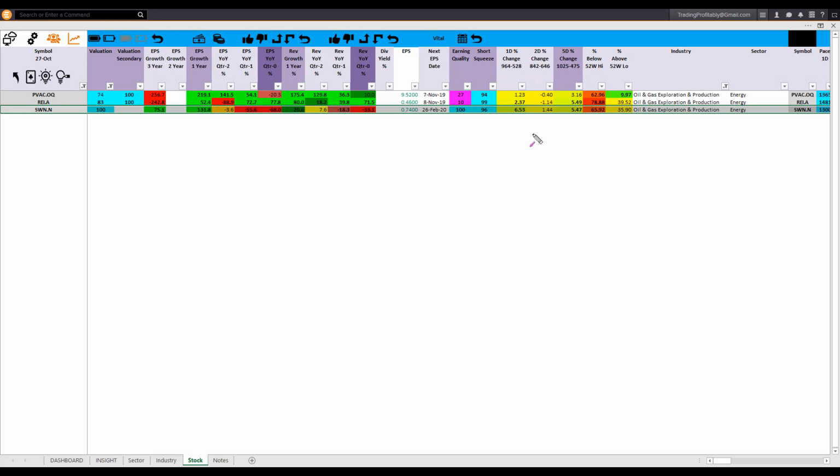From the percentage change columns, you can see over 5-day, 2-day as well as 1-day period, it is steadily going up. It is far below the 52-week high and somewhat above the 52-week low.